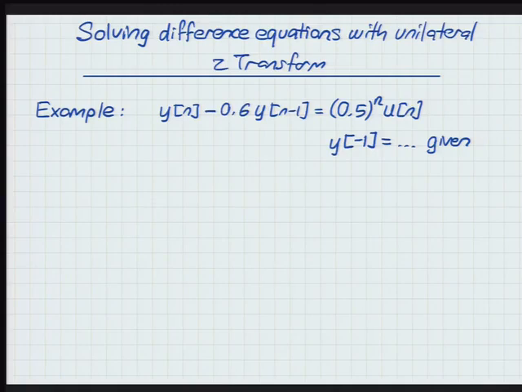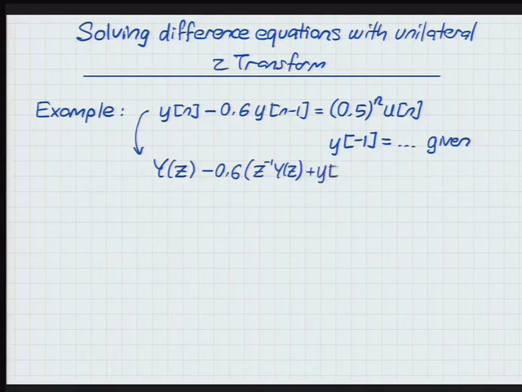Okay, so let's see now how the unilateral Z transform helps us solve this difference equation. Take the unilateral Z transform of both sides of the equation. This gives us Y of z, and minus 0.6 times the unilateral Z transform of y of n minus 1. And what is that again? Z inverse Y of z plus a correction term. What was it?